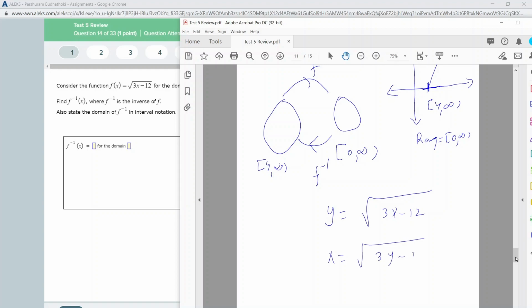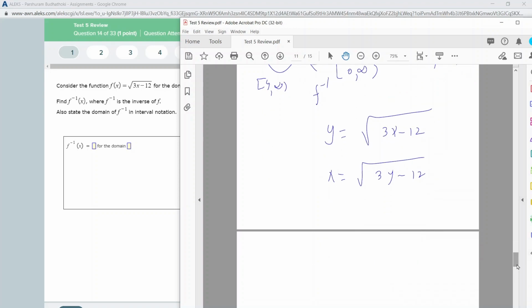So I'm going to replace this y by x and this x by y. Now we need to solve for y. To solve for x, we are just going to square both sides, and then finally we're going to add 12 to both sides because we're trying to solve for y. So x squared plus 12 equals 3y.